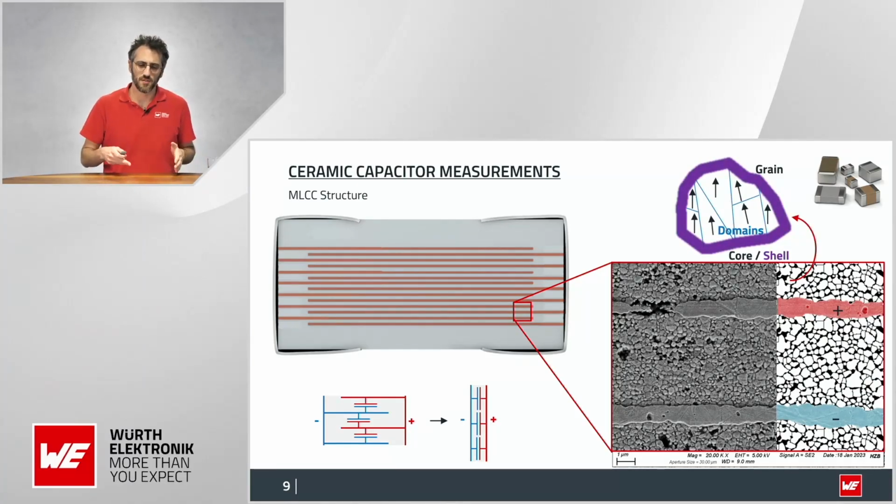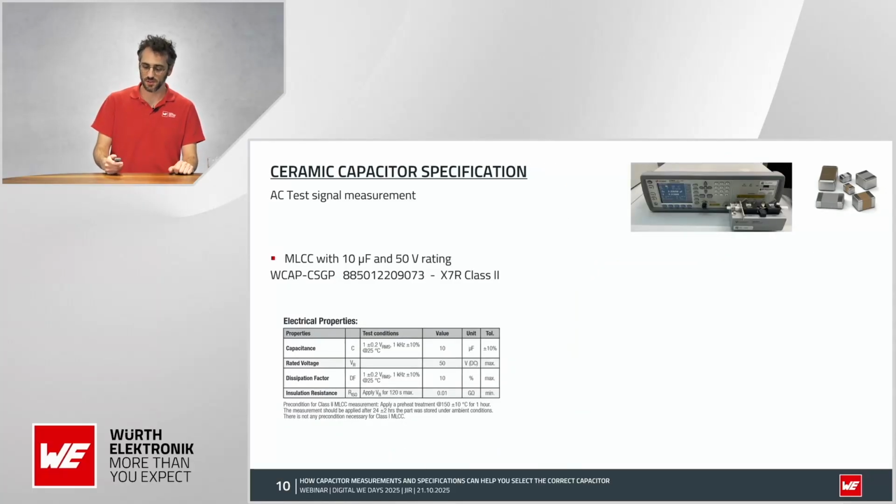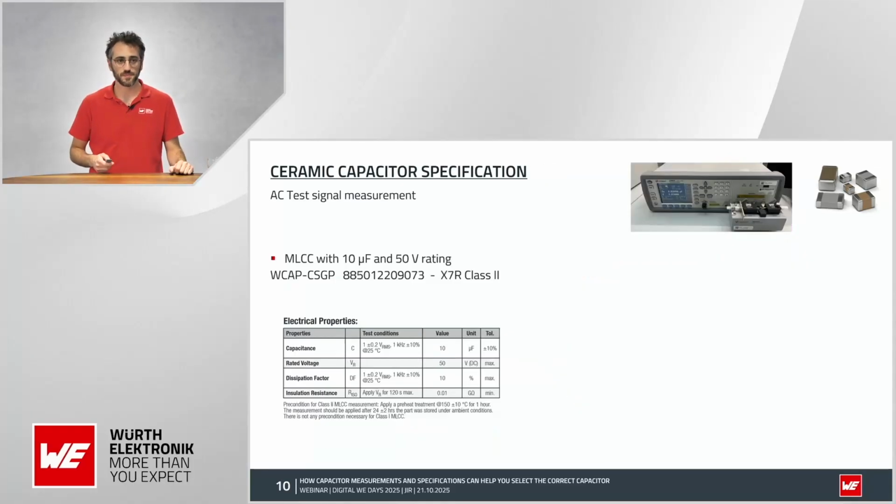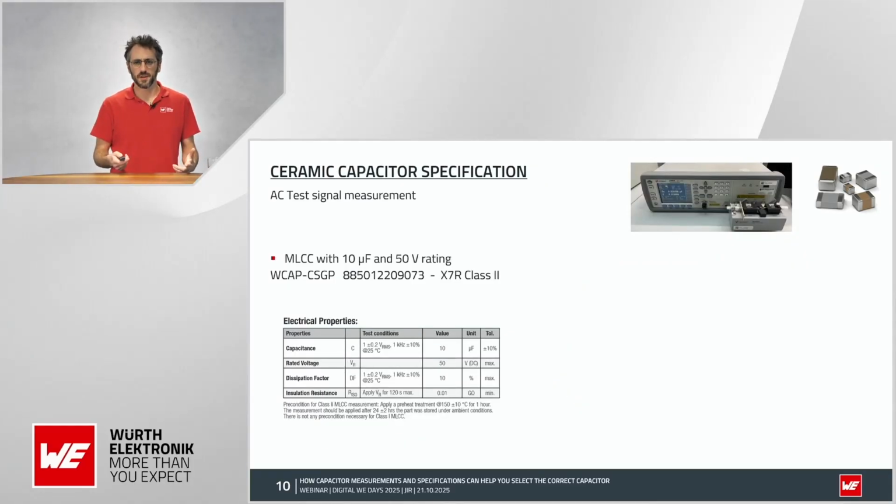When we have a DC voltage, these cells are divided in domains, and the domains have an electrical polarization, and we have an orientation of all the domains in the same direction, depending on the electrical field generated by the DC voltage. So it looks like this when you have applied DC voltage, but when we measure it for the first time, we don't have this polarization.